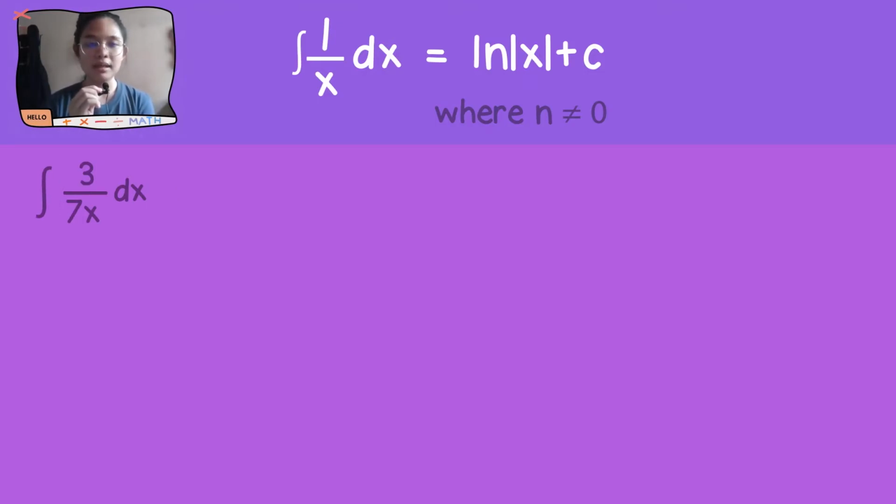This problem can be read as the integration of 3 over 7x dx. What we need to do here is separate a few things. And that is, we need to separate the 1 over x from the function 3 over 7x. Based on the equation above, in order for us to solve it, we need to get 1 over x dx, so we can get the value ln absolute value x plus c.